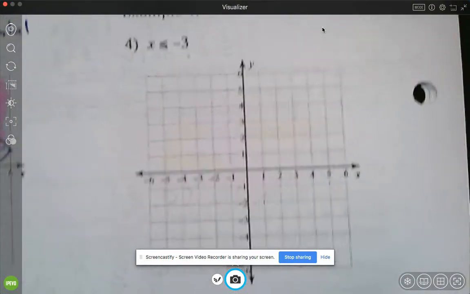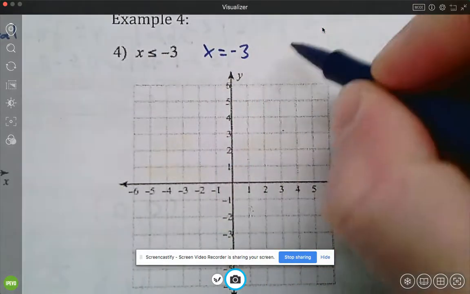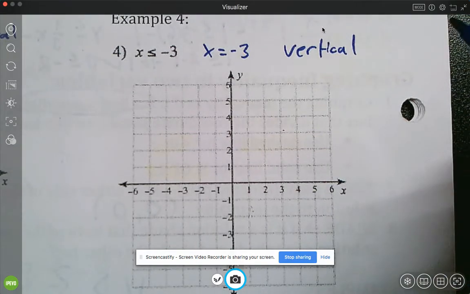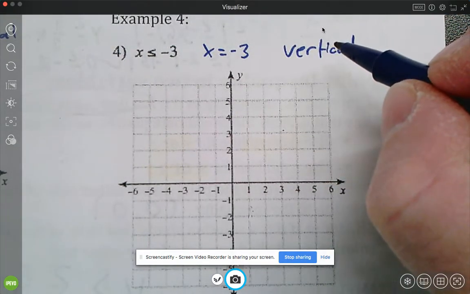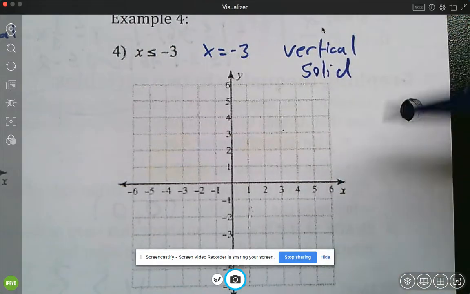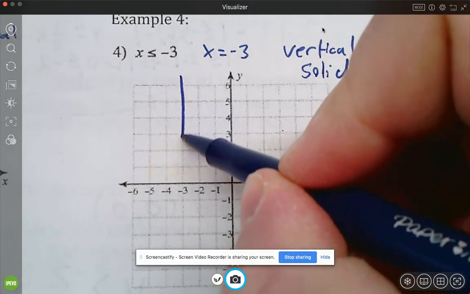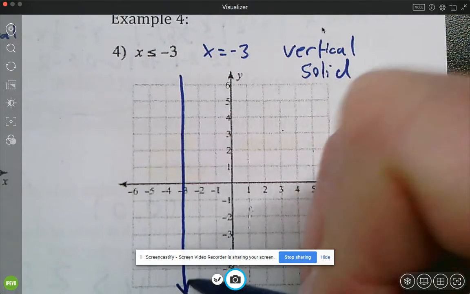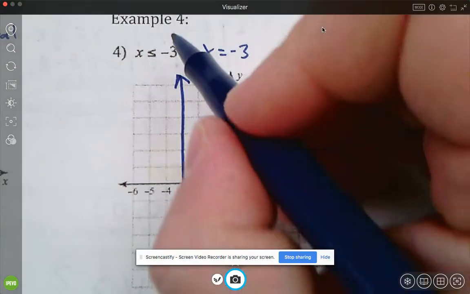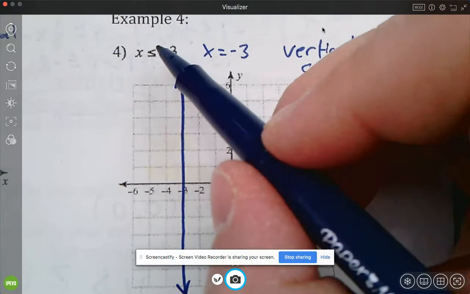All right. And then the last one is example 4. Raise your hand. Vertical or horizontal for x equals -3? It's vertical. And then raise your hand one more time. Is it dotted or solid? It's solid. So hopefully you know that you're going to put your line at -3. Just for an extra koosh, is that a slope of 0 or undefined? Undefined. Perfect.